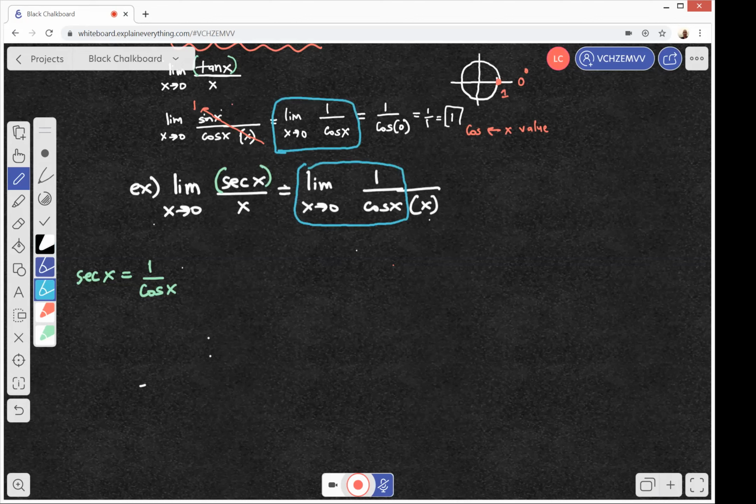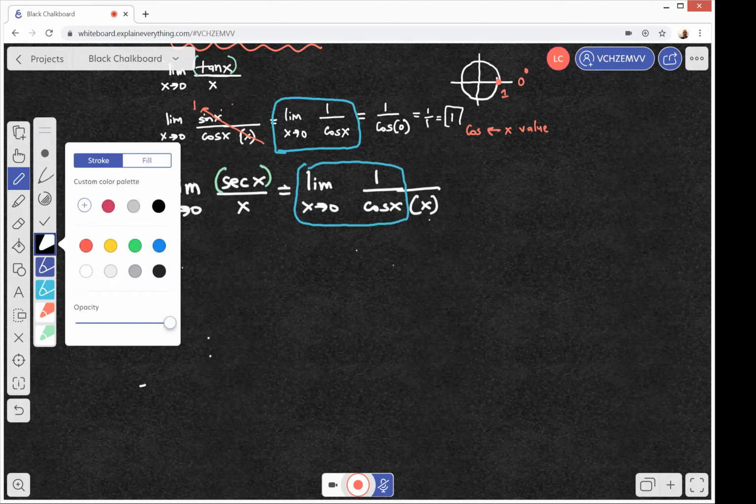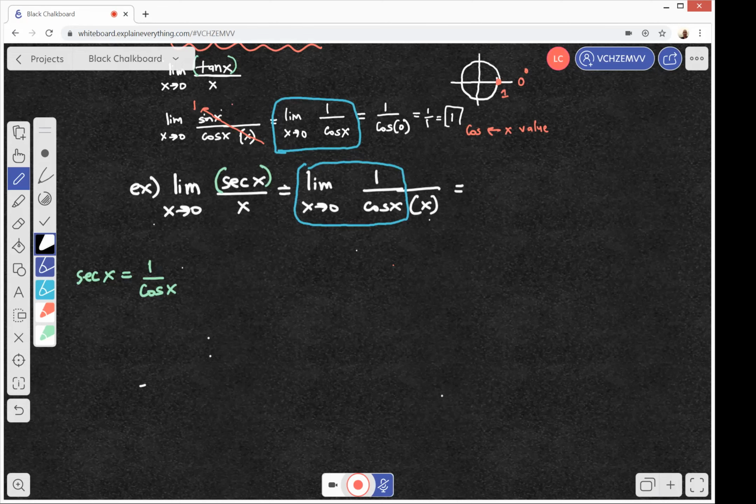So if I wanted to, I could write this as the limit as x approaches 0 of 1 over cosine x times the limit as x approaches 0 of 1 over x. So I know this guy will become 1 times. The question is, what is the limit of 1 over x as x approaches 0?